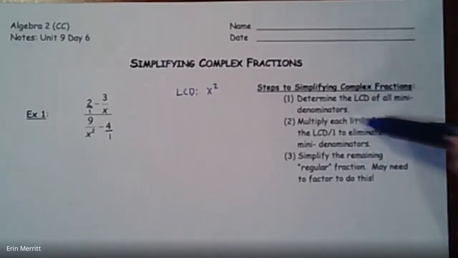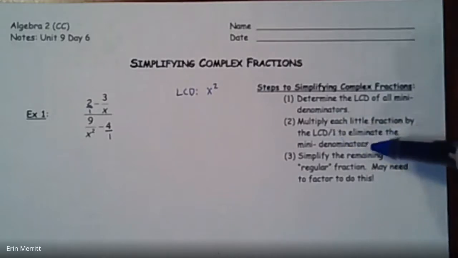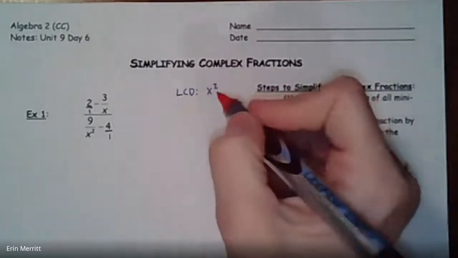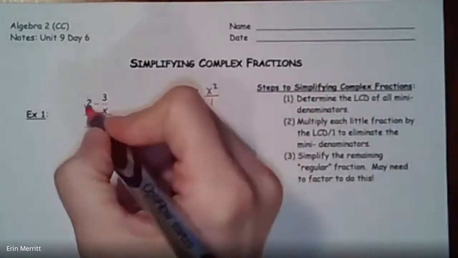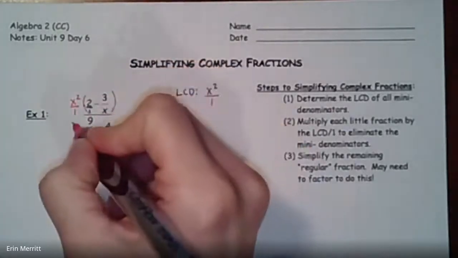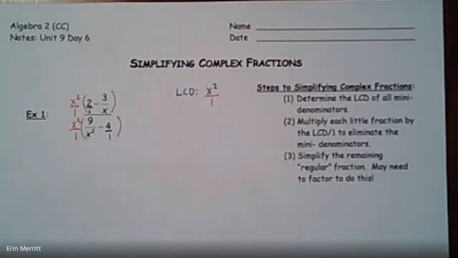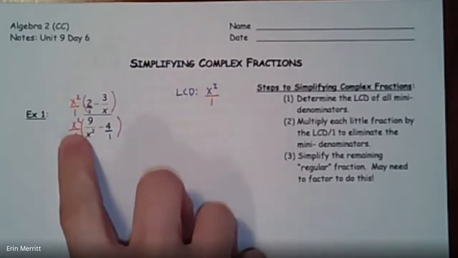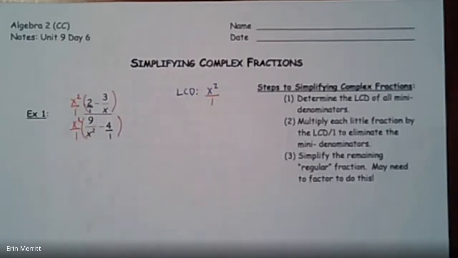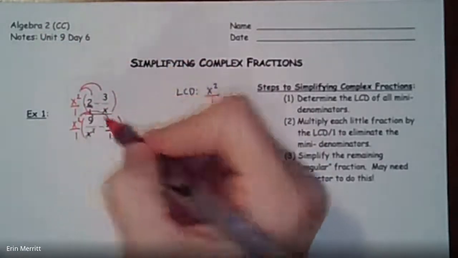Second piece, multiply each little fraction by the least common denominator over 1 to eliminate the mini denominators. That's what we said, we want to get rid of them. All right, I'm going to do it in red just so that it doesn't blend in. I'm going to multiply everything by this guy over 1. So x squared over 1 here, and by x squared over 1 here. Now I'm allowed to do that because this over this is just 1. I'm not changing the value. So I need to distribute and multiply it to both parts here, multiply it to both parts there.